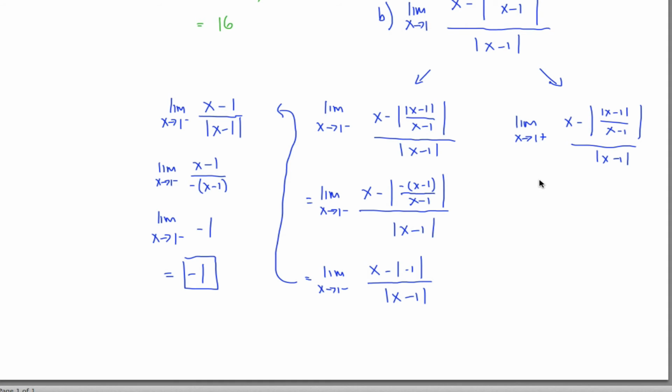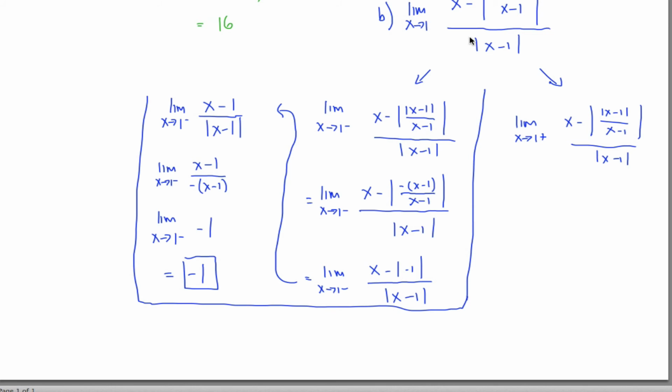I'm going to do that whole thing over again. If I get the same answer, then that will be the answer to the question. If I get a different answer, I'll know that the answer to the question is undefined. So let's do that again, maybe a little bit quicker. The limit as x approaches 1 from the positive side.